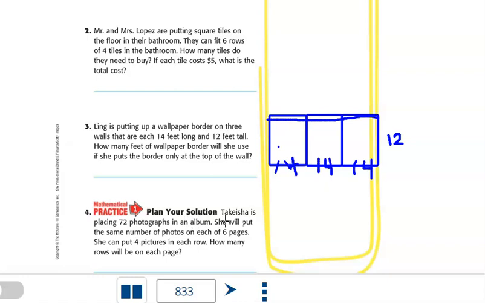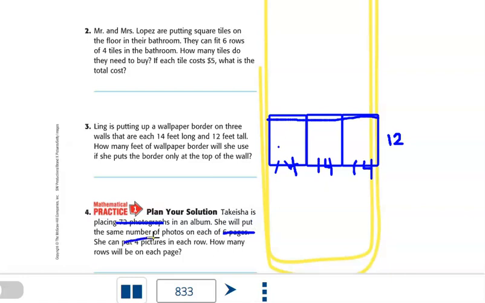Okay, so you've got a couple steps that are happening here. First, she's got only 6 pages and she's got 72, so you're going to need to section out or divide those 72 photographs onto those 6 pages. From there, you know that you can put 4 pictures, so then you're going to again divide up those pictures for each page into each row. So you've got 2 steps there that you're going to need to break down.